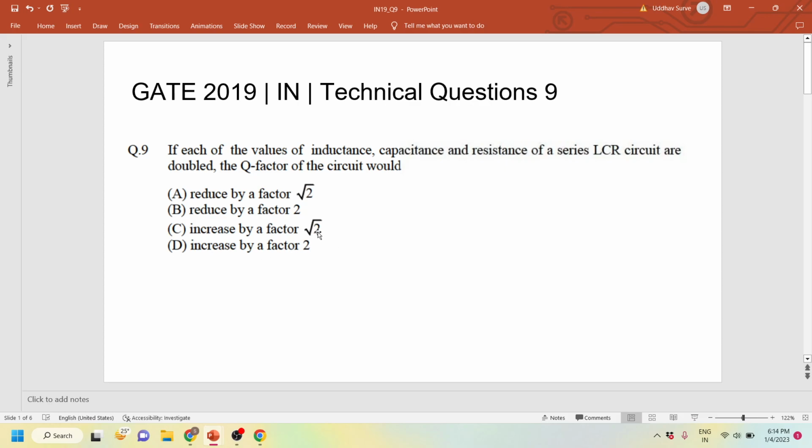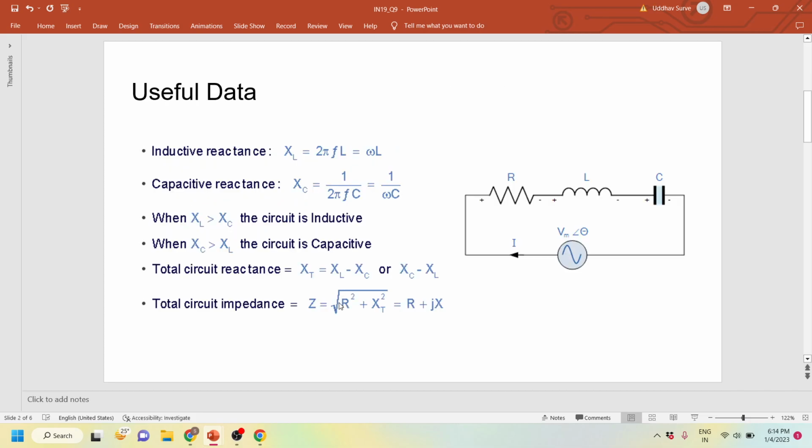So let us understand what this quality factor is in the circuit. Before we solve this question, this is a series RLC circuit, which is excited by an AC source. As we know, when an AC source is involved, AC currents will flow and the impedances will be proportional to the frequency of the source. So XL, the inductive reactance of the circuit, is 2 pi FL, which is omega L, and the capacitive reactance XC is 1 by omega C.